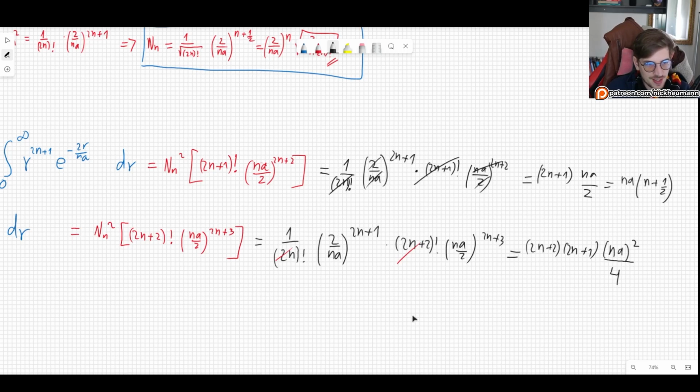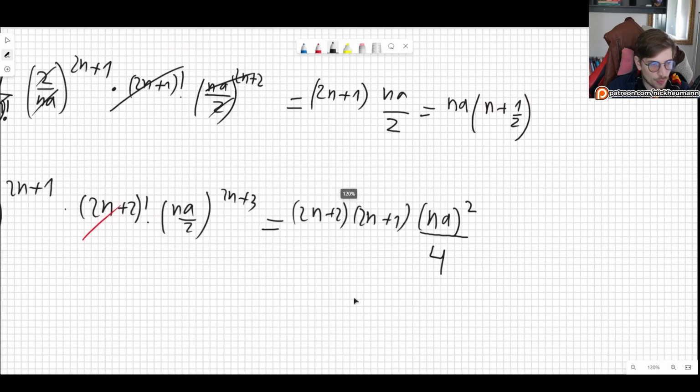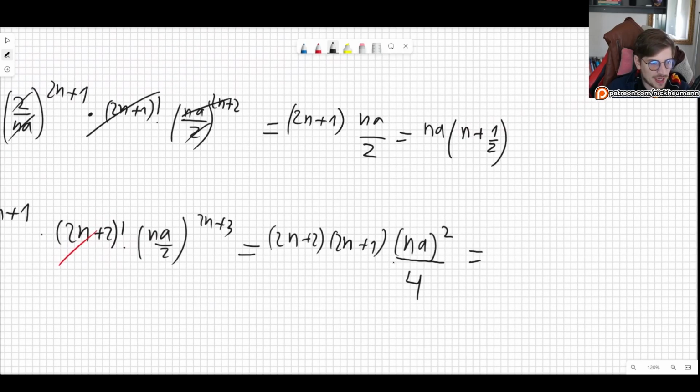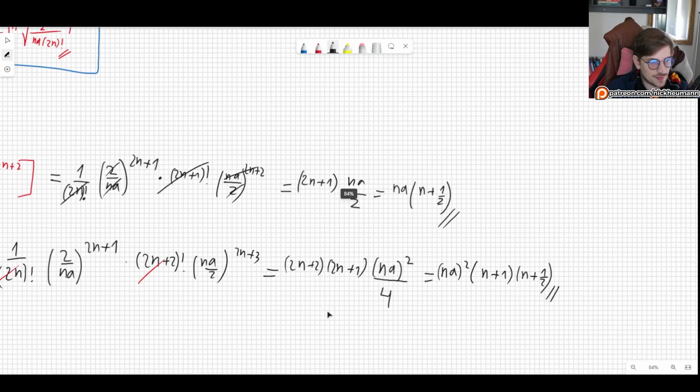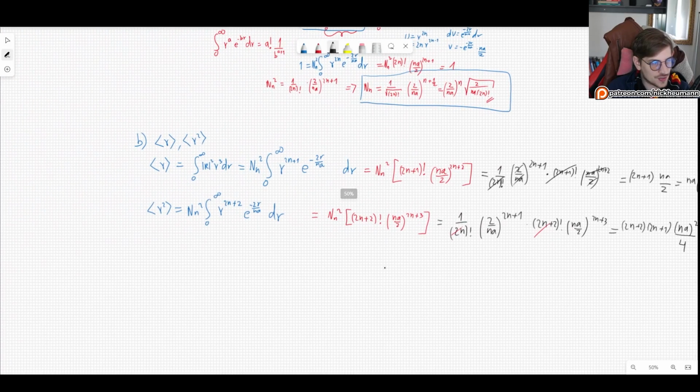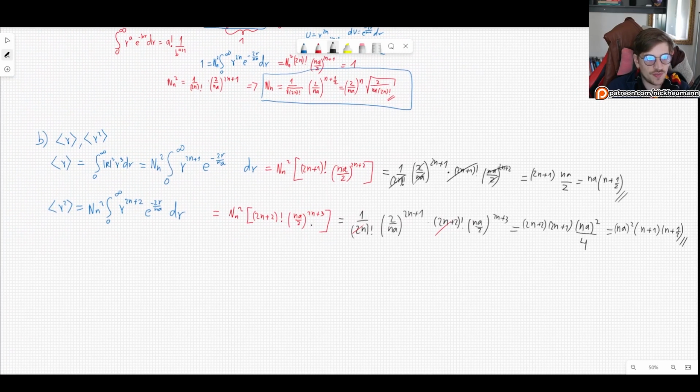All right. And here, like before, we could go ahead and multiply through by 1/2 to each one of these because we have 1/4, which is 1/2 squared. So we can write this as na squared times n plus 1, right? We multiply this by 1/2 and we multiply this by 1/2, so we get n plus 1/2. And there we go. We found the expectation values for r and r squared for wave functions of this form.